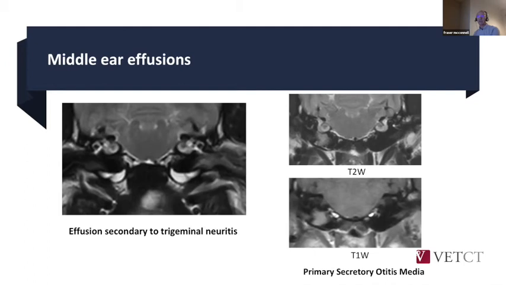So we can see here the fairly typical appearance of this proteinaceous fluid, which is intermediate high signal on both the T2 and the T1 weighted image. And obviously, this can often be bilateral, but will give us a diagnostic dilemma when it comes to determining, is it the cause of peripheral vestibular disease or not.